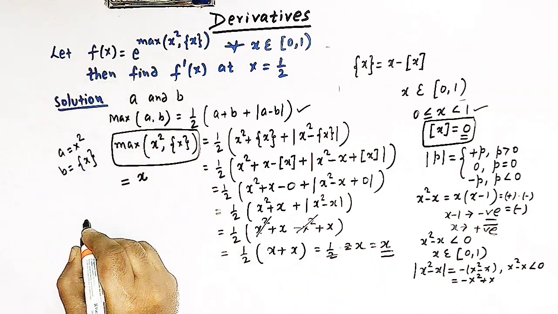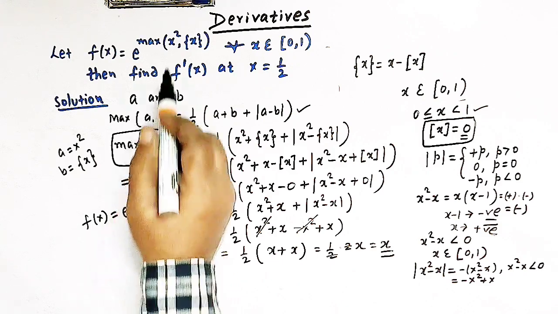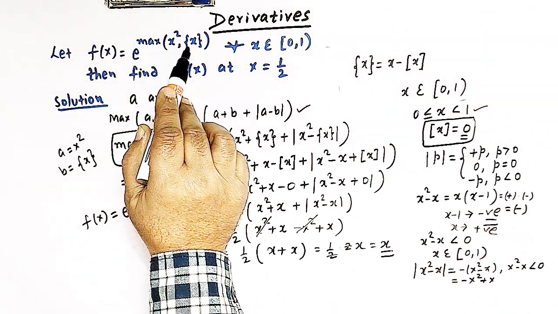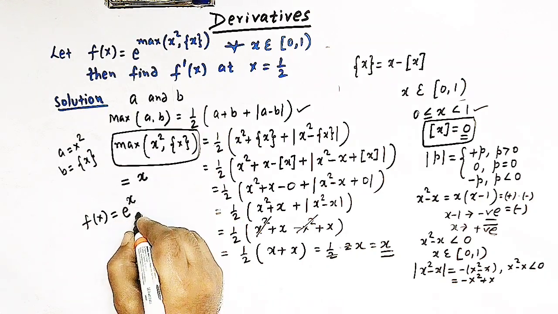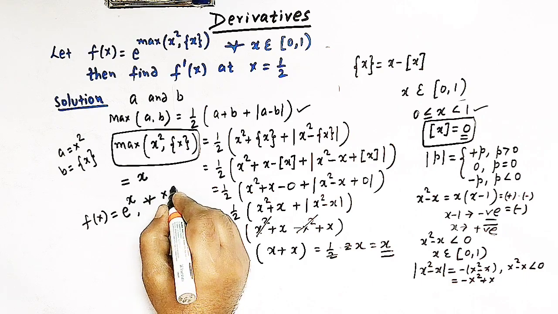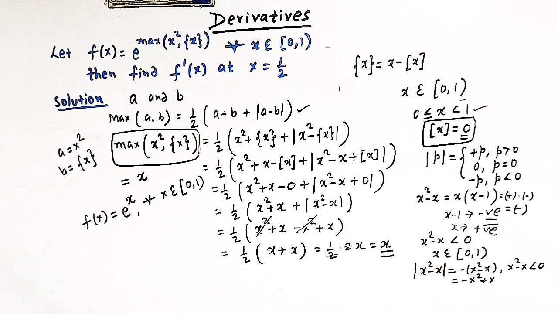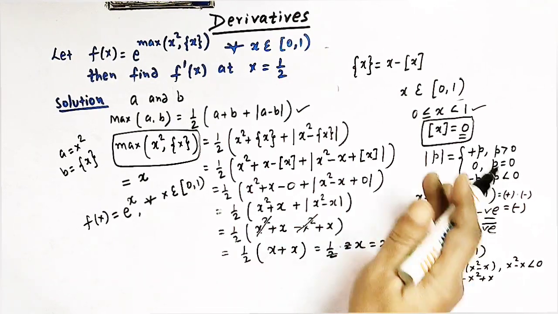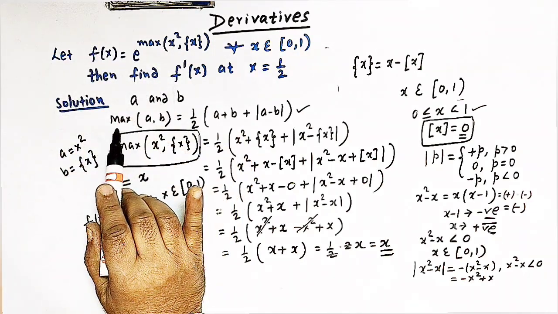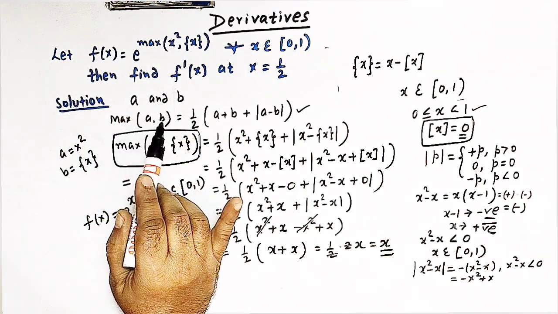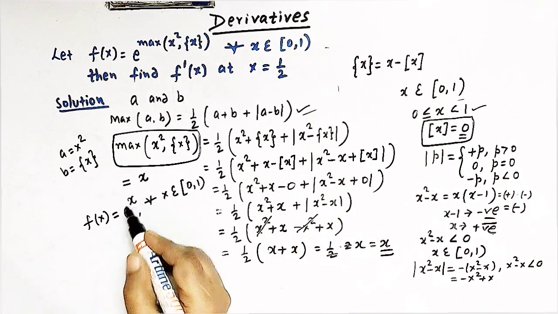So now our function f of x can be defined as e raised to maximum of x square and fractional part of x, which is equal to x. So here we have e raised to x for all x belonging to the interval 0 comma 1. So what we have done here is modify this function using the concept of maximum of a comma b, using this result. So we have f of x is equal to e raised to x.